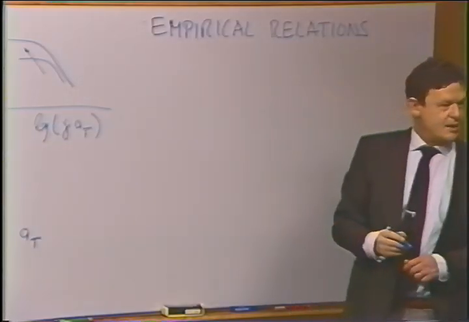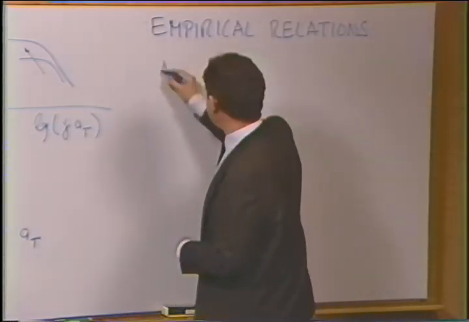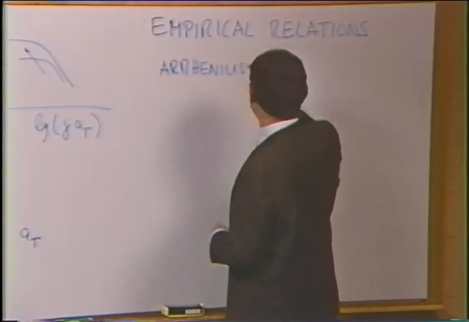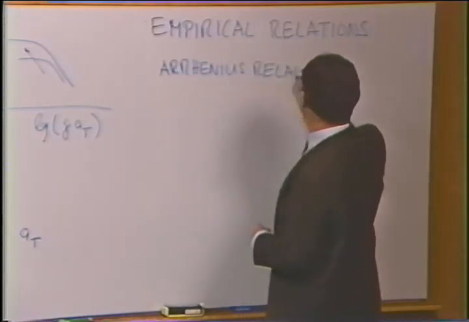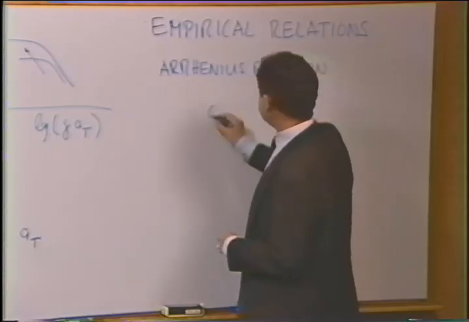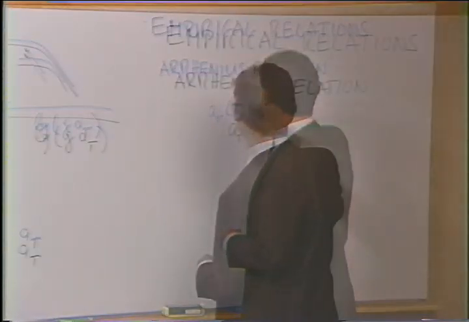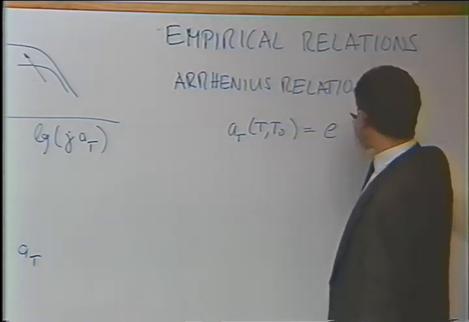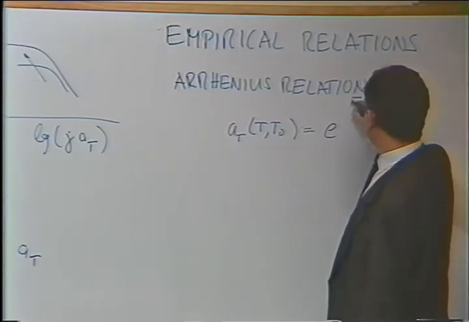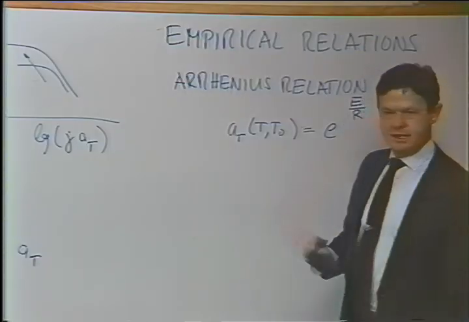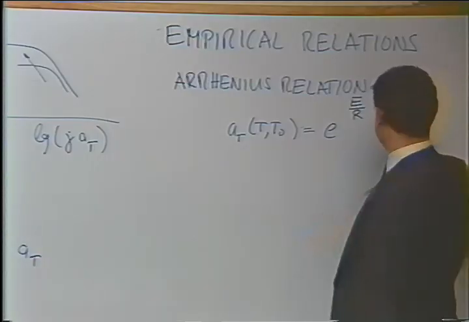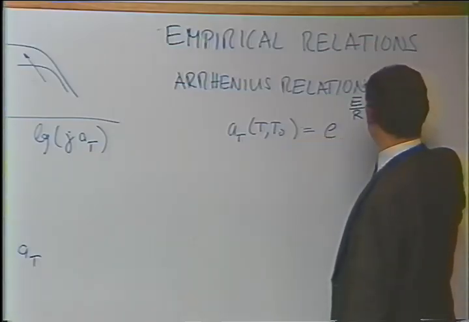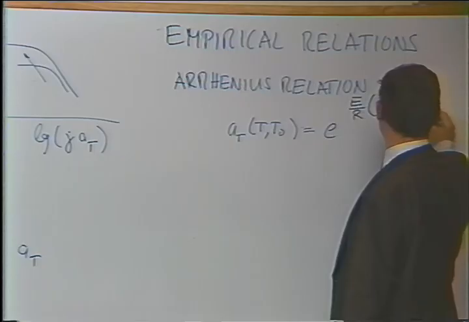Empirical relations, and the most famous one is the so-called Arrhenius relation, which says that the shift factor aT between two temperatures, T and T0, is given as an exponential function. So it's e to the exponent E over R. E is an activation energy. R is the gas constant. So the whole thing has dimension of a temperature in Kelvin multiplied with 1 over T minus 1 over T0.